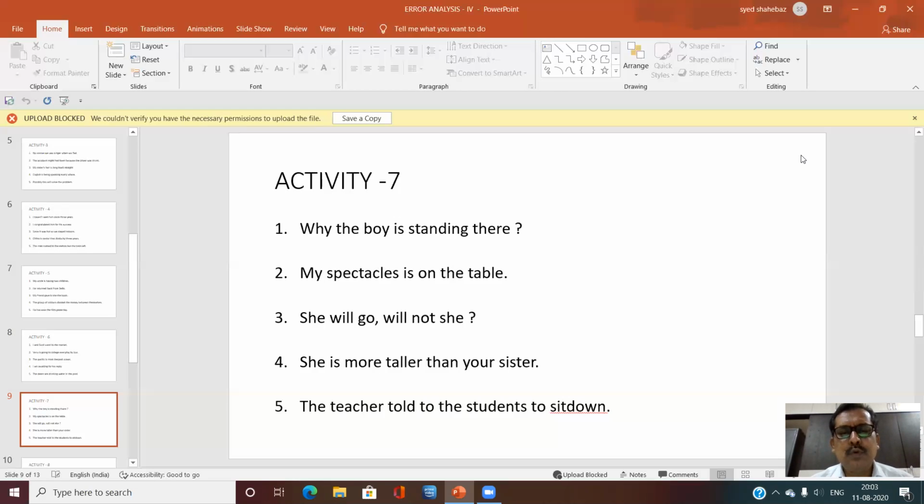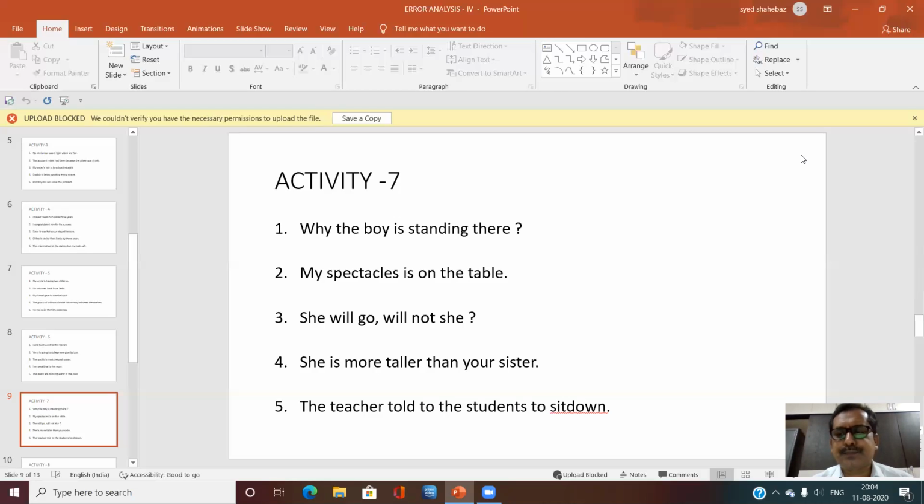Next, she is more taller than your sister. In this sentence, the mistake is the use of double comparative. Taller is in comparative degree, more is in comparative degree. So there is no need to use two comparative adjectives side by side. Remove more. She is taller than your sister. This is the correct sentence.